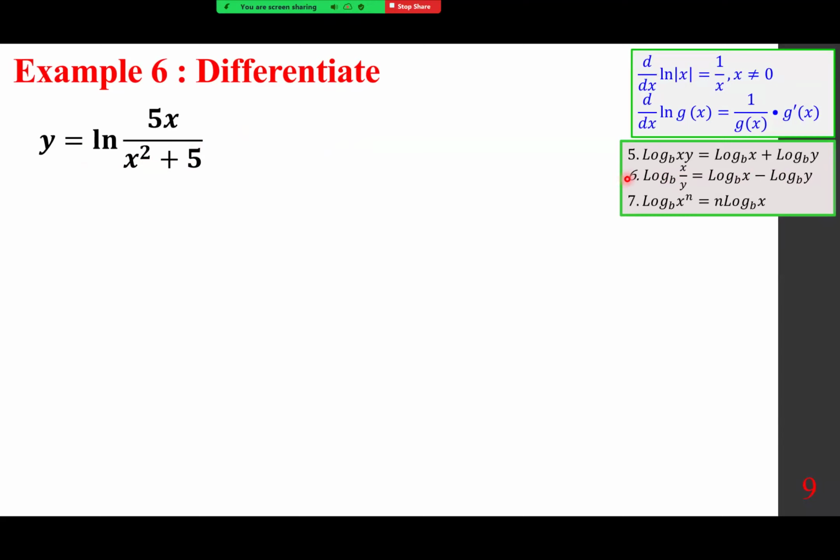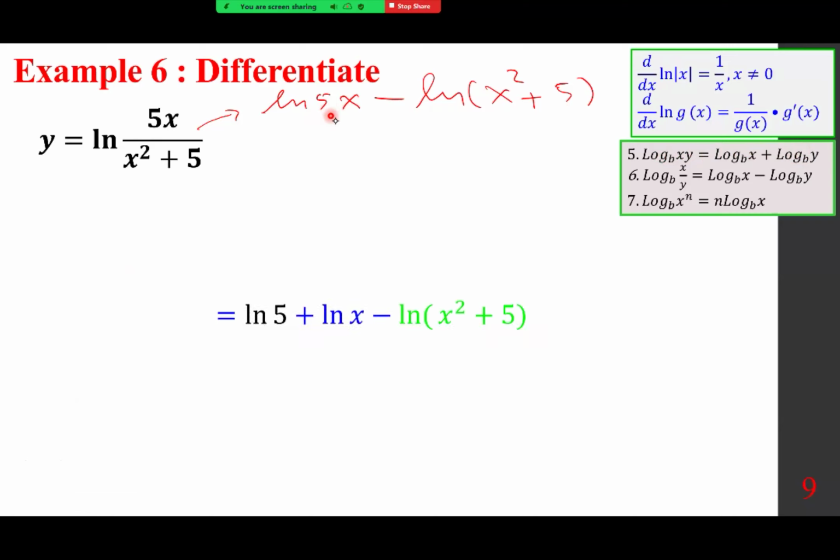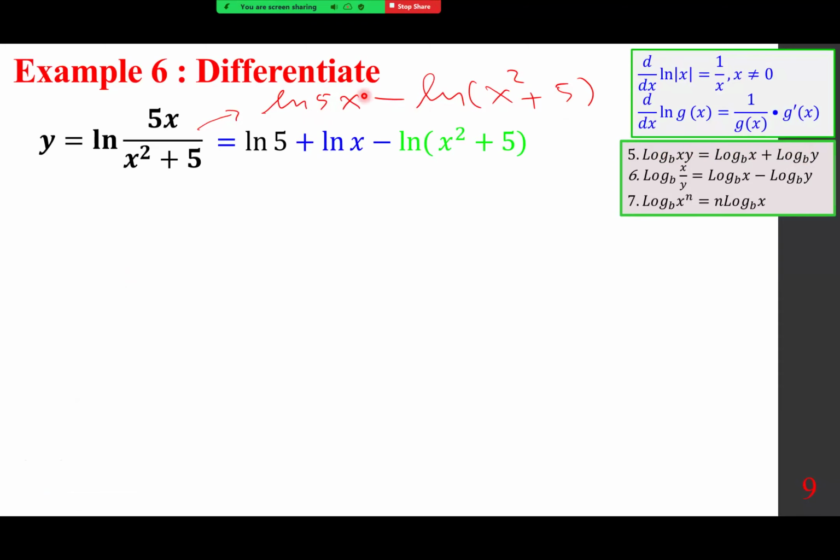We can decompose this using the quotient rule first. The derivative of the top ln of 5x minus the derivative of the bottom ln of x squared plus 5. And furthermore, ln 5x, we can use the product rule on that and write it as ln 5 plus ln x. Even if you work on it, it's decent enough, you can handle it. But this is the fastest way of doing that because ln 5 is a number, everybody. The derivative of any number is 0. So this gives us 0. This gives us 1 over x.